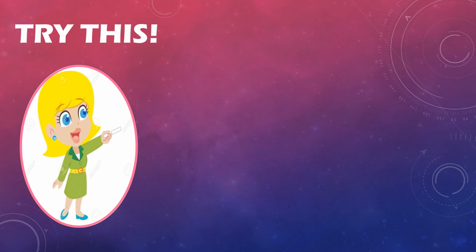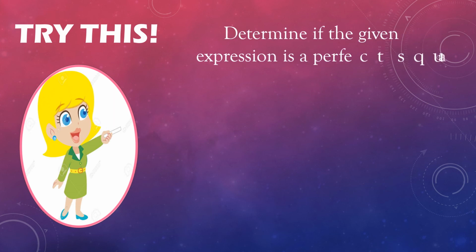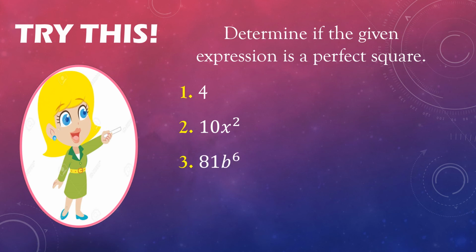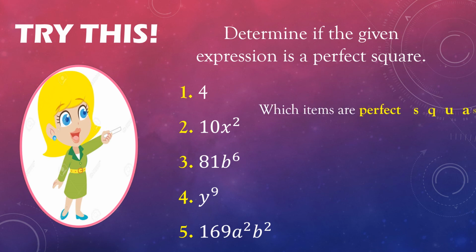Let's try this. Determine if the given expression is a perfect square. Number 1, 4. 2, 10x squared. 3, 81b raised to 6. 4, y raised to 9. And 5, 169a squared b squared. Which items are perfect squares? And which items are not perfect squares?